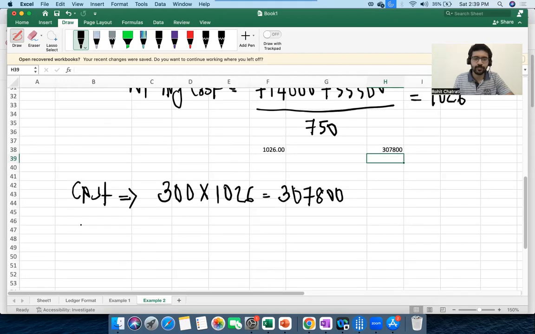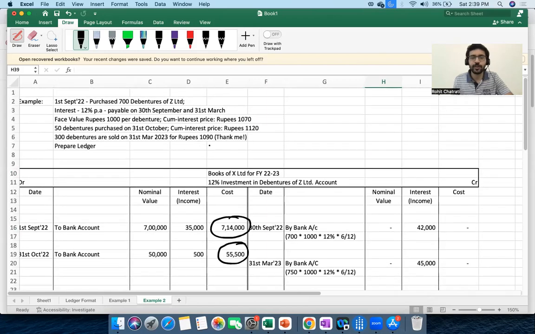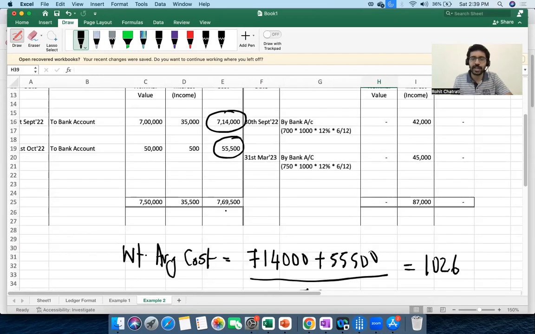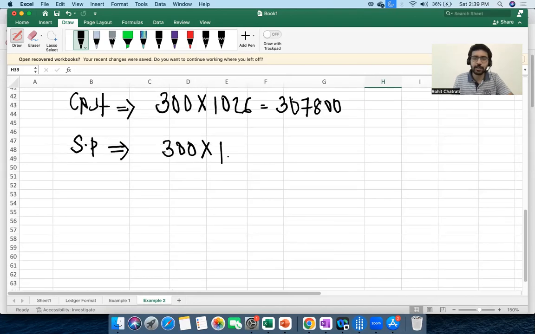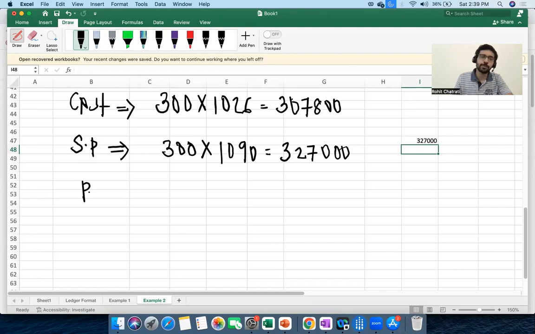Now, if you look at it, the cost was 3 lakh 7,800. This is the cost of debentures sold. My selling price, or the sales proceeds, is 300 multiplied by 1090. I've said that we have sold the debentures for 1090, so it's 300 multiplied by 1090, which will be 3 lakh 27,000. So this is 3 lakh 27,000, which means my profit on sale is equal to 3,27,000 minus 307,800.